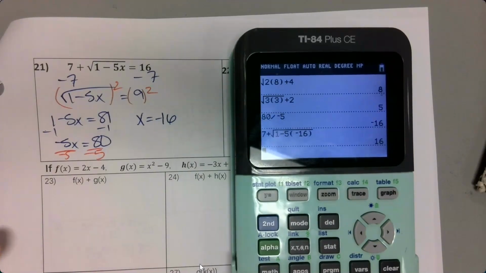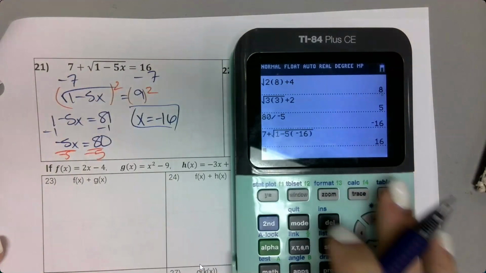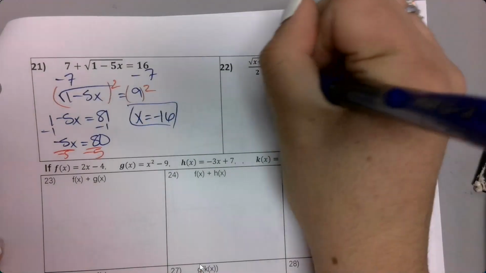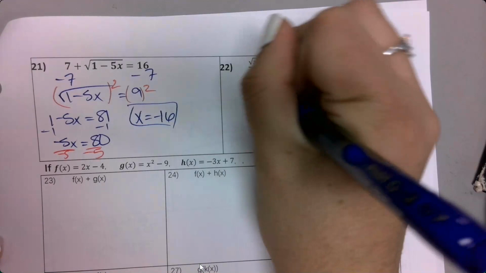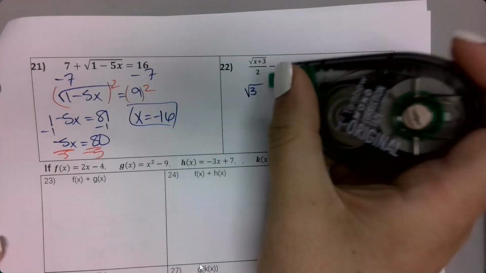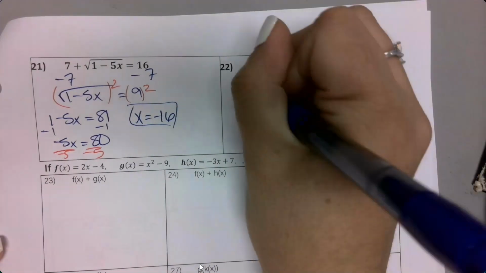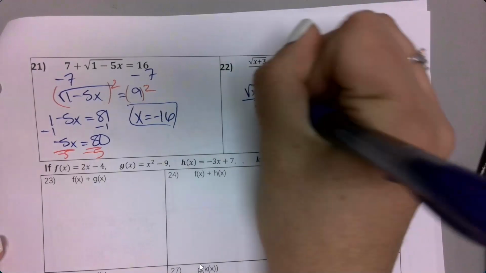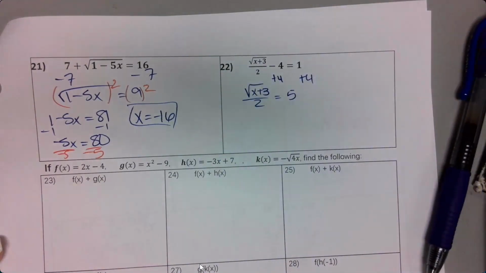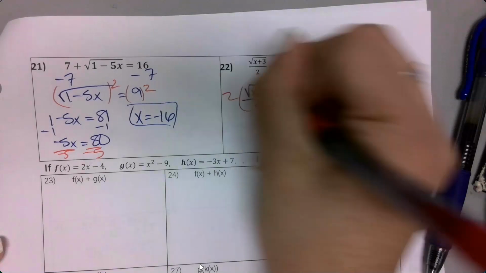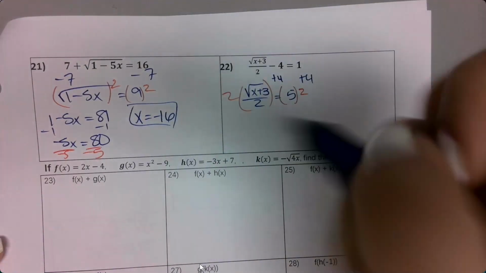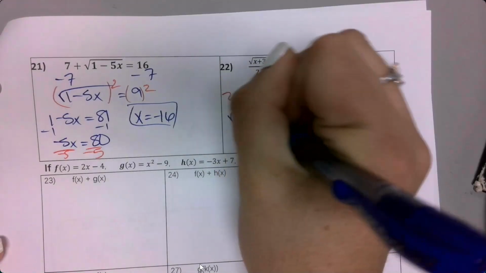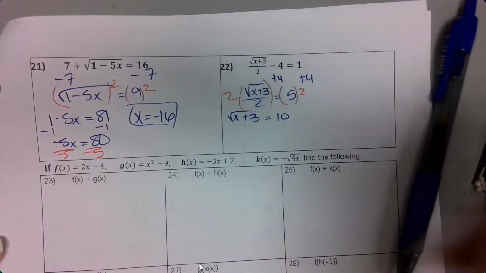I get 16, which is what the equals. Over here, I want to start off by adding 4. Oops, x equals 3. Then I want to get rid of my fraction, so I'm going to multiply both sides by 2. Then I want to square both sides.